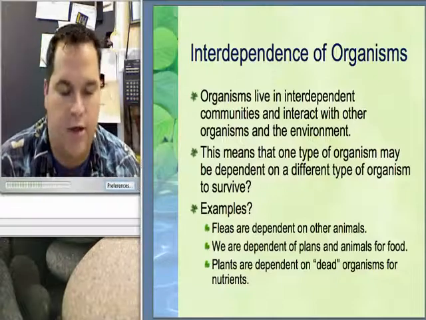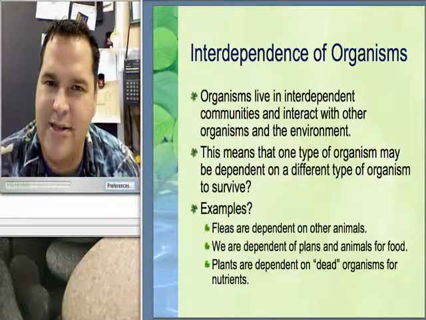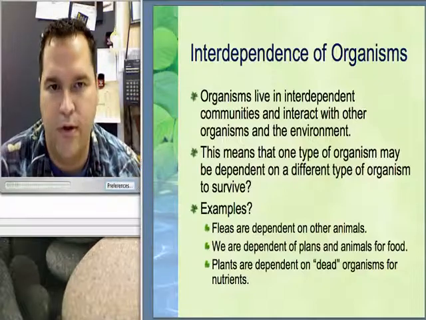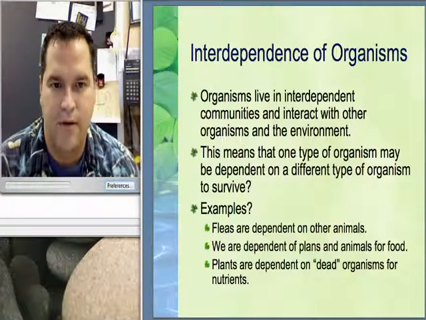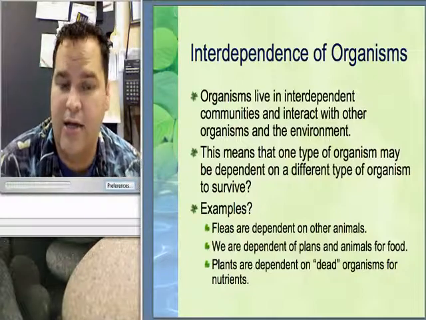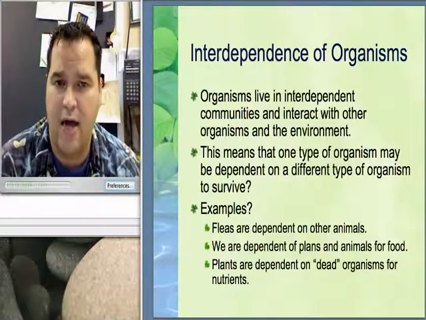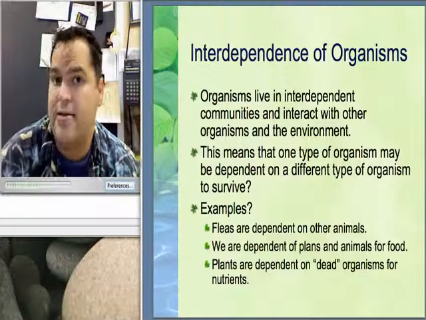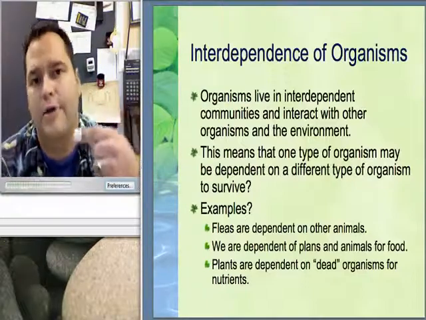But plants depend on dead organisms for their nutrients. And here's the other thing. We always talk about how we need plants because they give us oxygen. But if you know anything about photosynthesis, you know that these plants need carbon dioxide. And we produce a lot of carbon dioxide. So yeah, we need the plants and they need us. That's interdependence. We depend on each other.